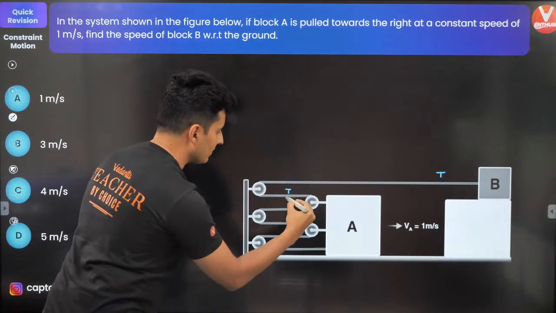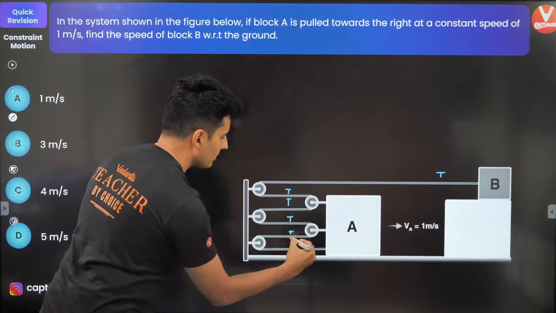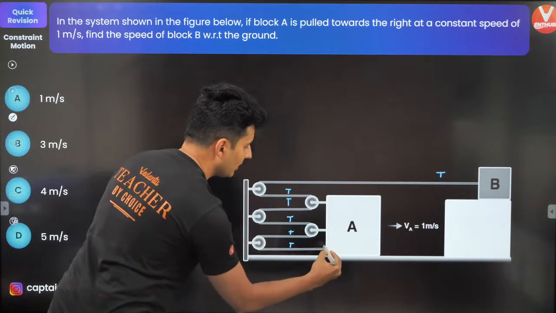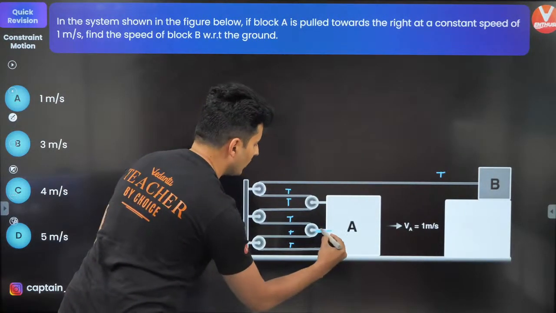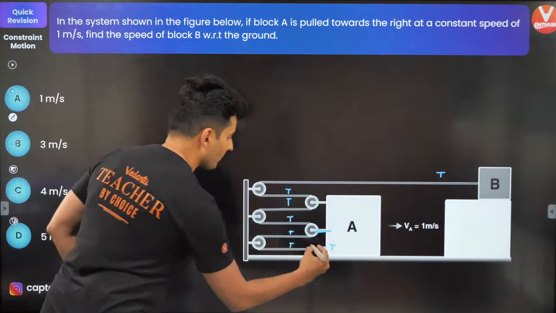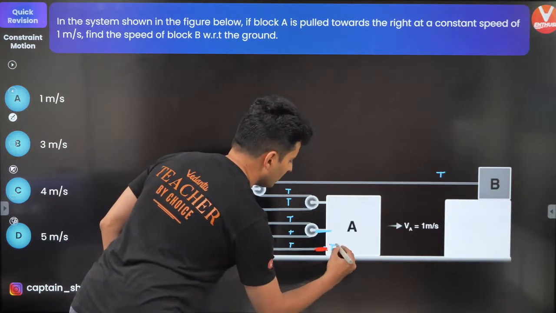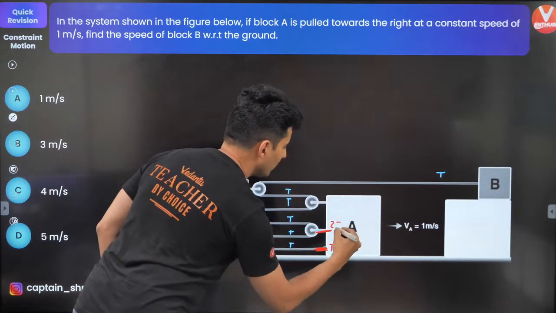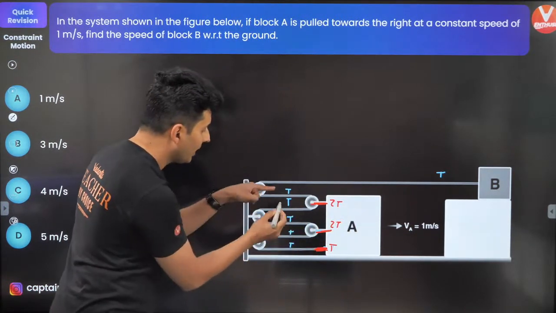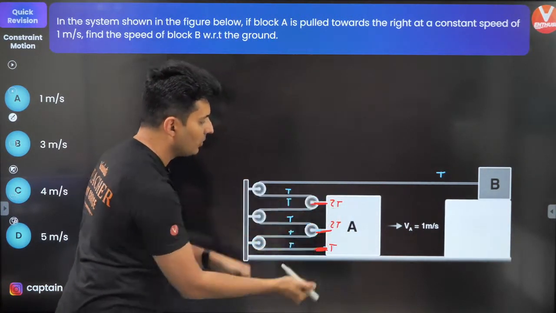So if this is T, this is T, this is T, this is T, this is T. At this point, the tension is T. At this point, okay, let me use some other color. At this point, the tension is T. At this point, the tension is 2T. At this point, the tension is 2T. Why? T and T together give 2T.